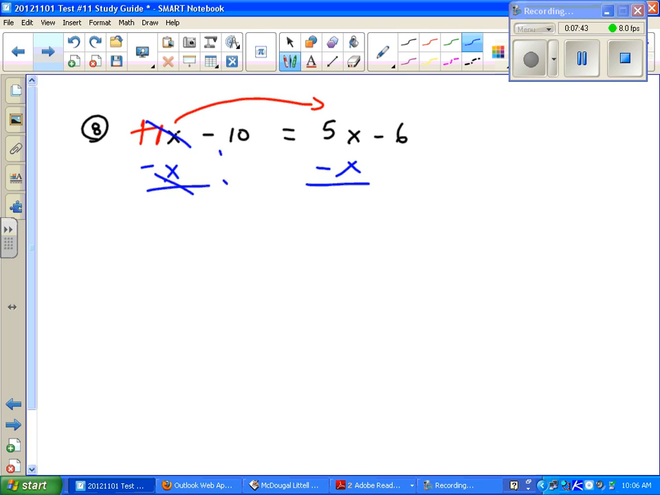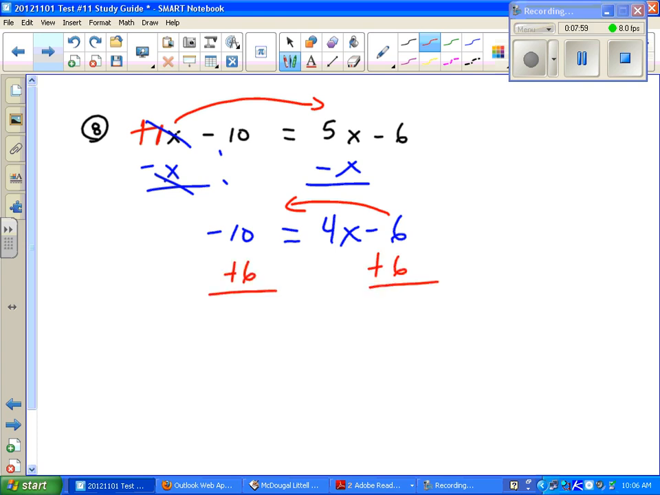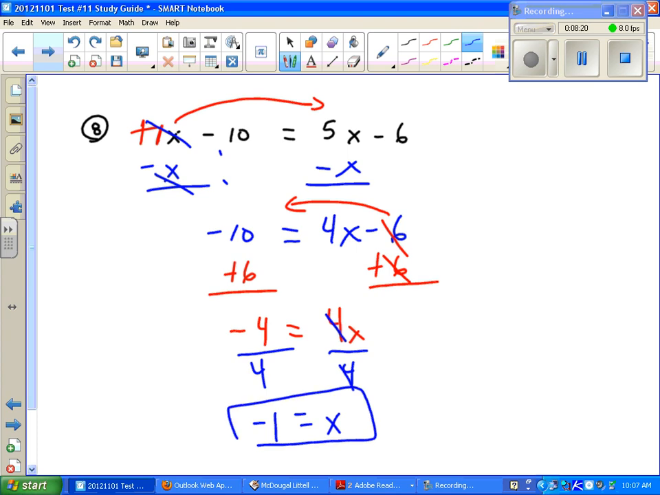This will cancel and leave you with just, don't forget your negative 10, equals 5x minus 1x is 4x minus 6. Move your minus 6 over to the other side. In order to undo minus 6, you add 6. You add 6 there, add 6 to the other side. Negative 10 plus 6 is going to be negative 4, equals 4x, and these will cancel. Get rid of your 4 times x by dividing by 4. Do the same thing to the other side. Negative 4 divided by 4 is negative 1, opposite terms. And these will cancel and leave you with just x. So x is negative 1.